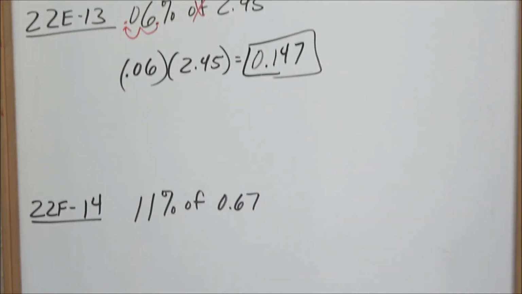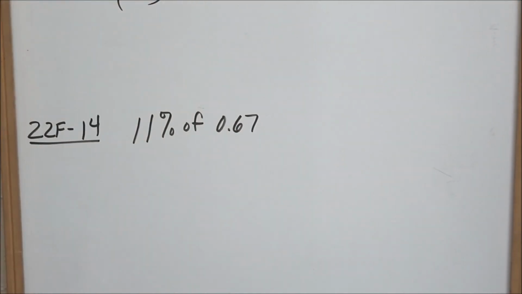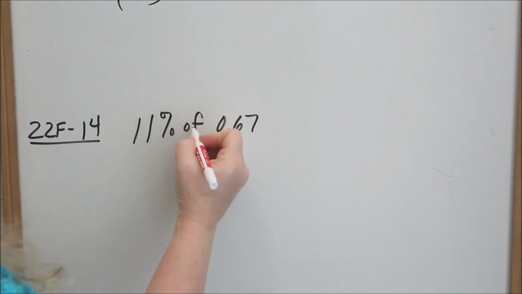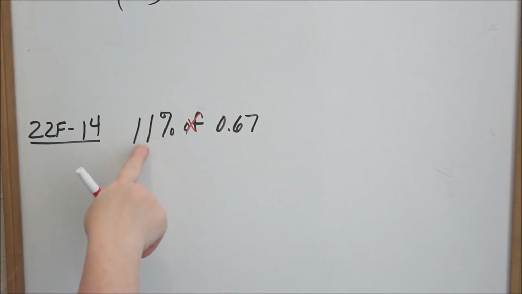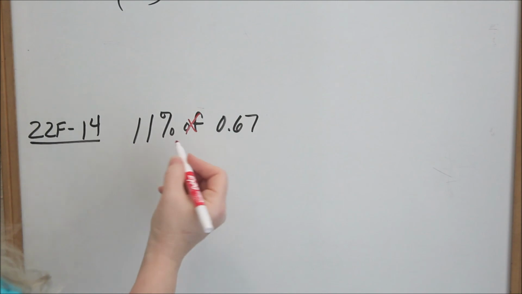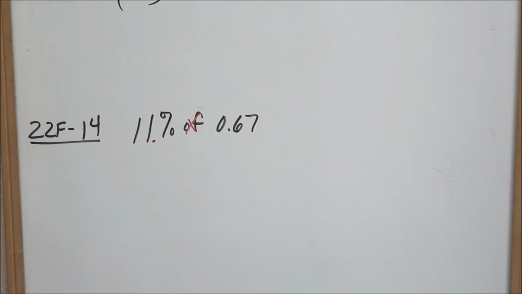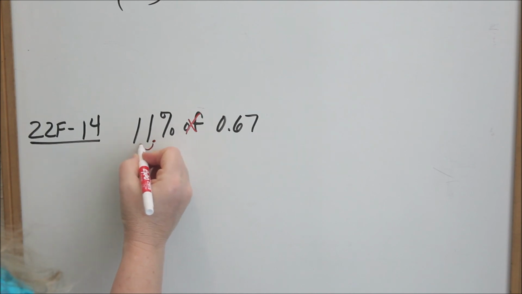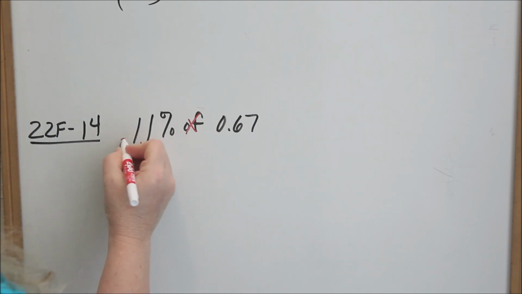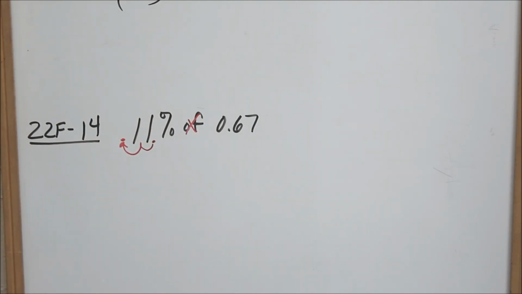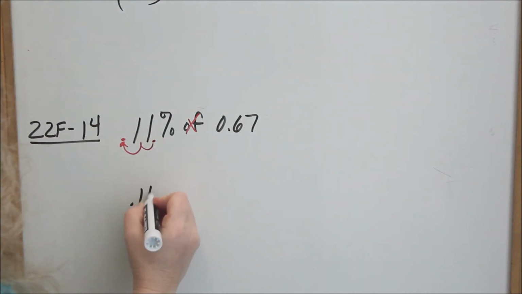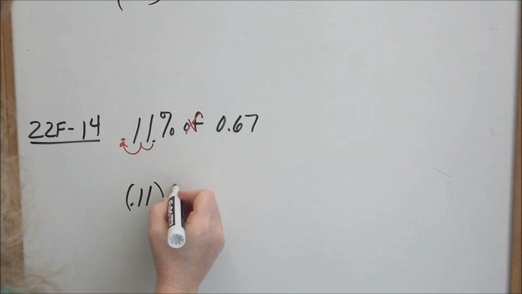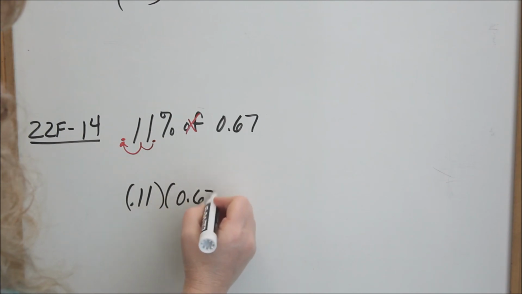Alright, go to 22F, number 14. 11% of 0.67. Of means multiply. Change your percentage into a decimal format. Here's the decimal after the number. You're doing 11 divided by 100, which means it moves your decimal place 2 to the left. So that's your new decimal place. So then that would be 0.11 times 0.67.